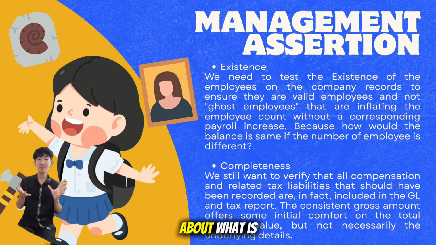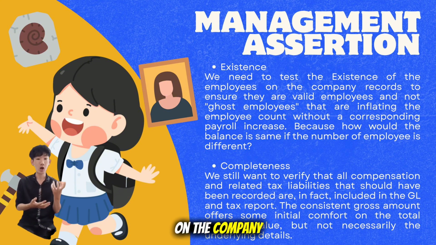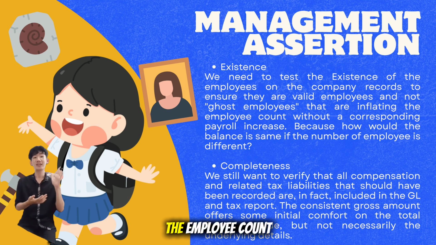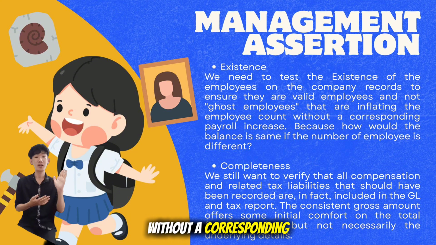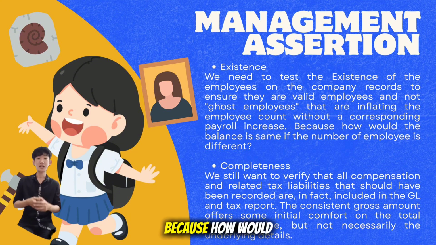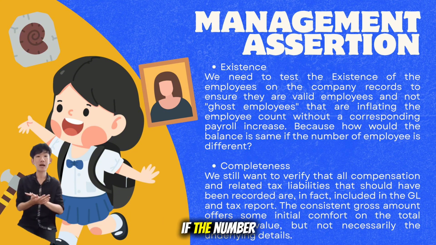Now we will discuss the main management assertions. The first one is existence, where we need to test the existence of the employees in the company records to ensure that they are valid employees, not just ghost employees that are inflating the employee count without a corresponding payroll increase. Because how would the balance be the same if the number of employees is different? So we will now check the existence of the employees and the payroll transactions.